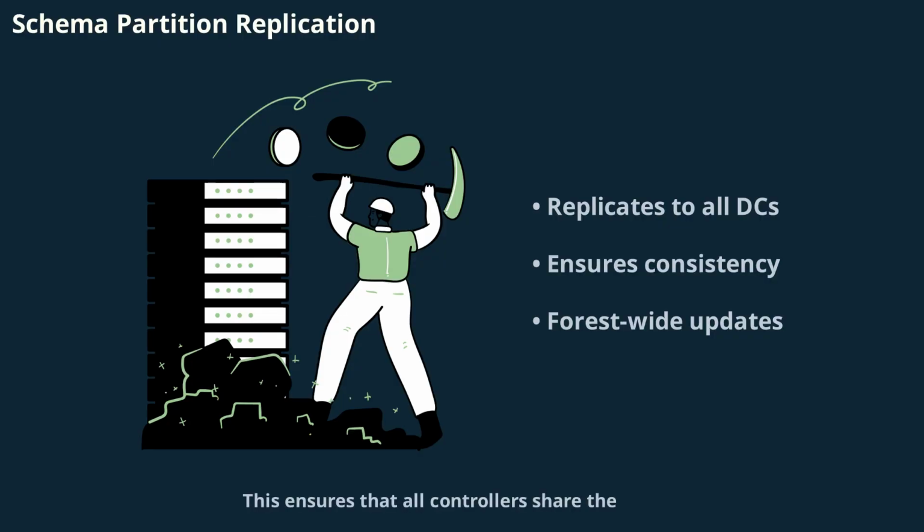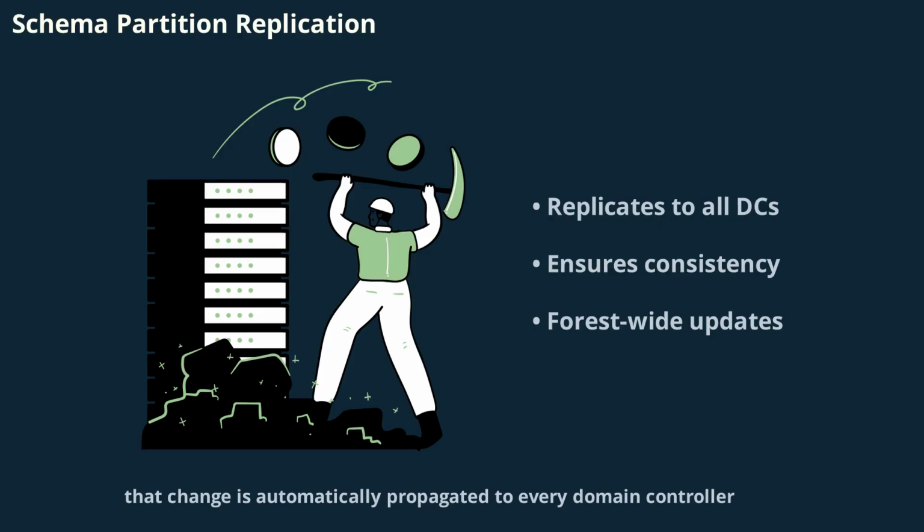The schema partition is replicated to every domain controller in the entire forest. This ensures that all controllers share the same definitions for object classes and attributes, which is vital for consistency. Whenever a change is made to the schema, such as adding a new attribute, that change is automatically propagated to every domain controller, no matter which domain it belongs to.